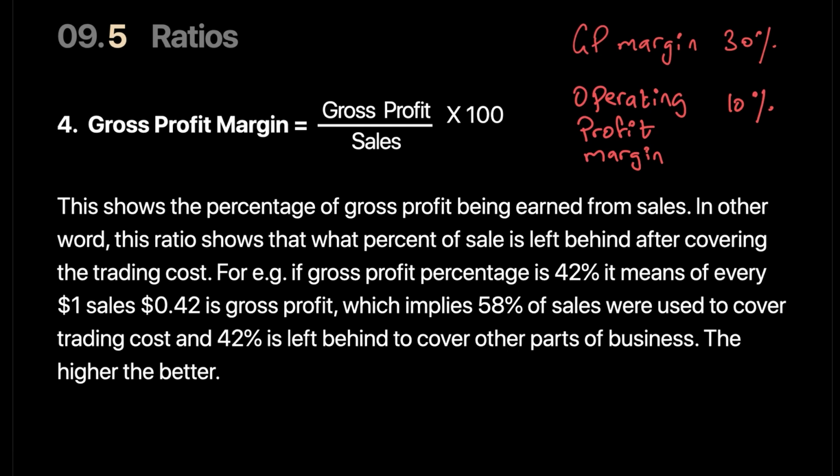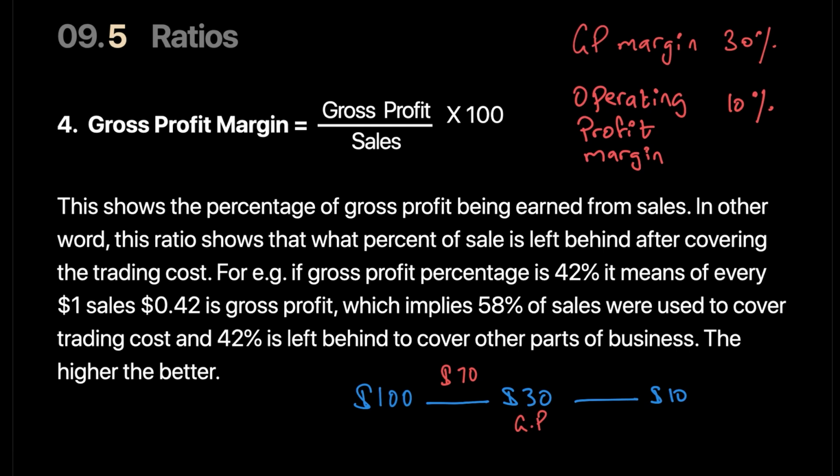Let's say the firm earns $100 as sales. The gross profit margin is 30%, which means that if a firm makes $100 of sales, $30 is left behind as your gross profit. So that's your gross profit. How much did you spend on trading cost, the cost of buying your goods? That's $70 spent over here. Now after your gross profit, what do you have to pay next?